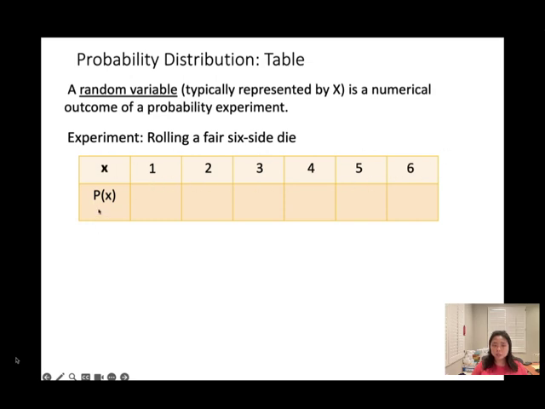And what is the probability? When I roll the 6-sided die, what is the probability of getting a 1? That's a basic probability, right? So that will be 1 out of 6. Same idea for each number. Probability of 2, that's also 1 over 6. So we just created the probability distribution.